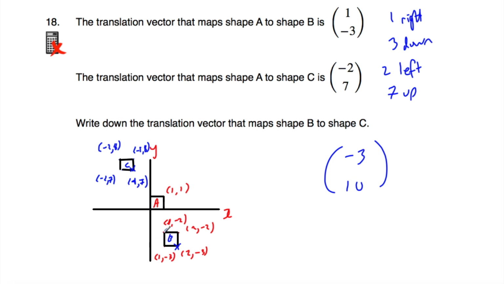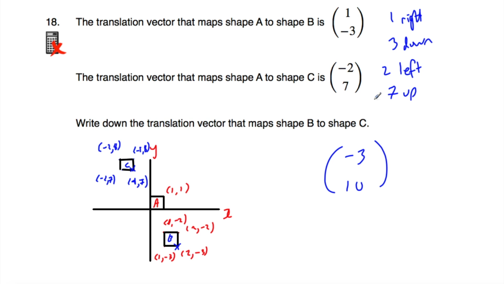And let's just check that. Let's check with this point here. If we go negative 3, we've gone 1 across, so we'd go 0, 1, negative 2. And then we've got a height of negative 2. We're going to go up 10, so that'll bring us to 8. So it'll be negative 2, 8. So that's it. So what's the translation vector that would map shape B to shape C? It would be negative 3, 10.